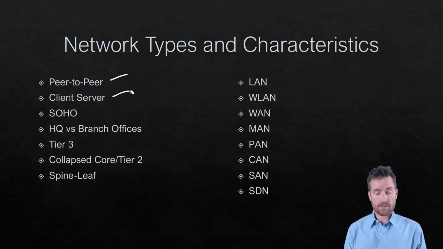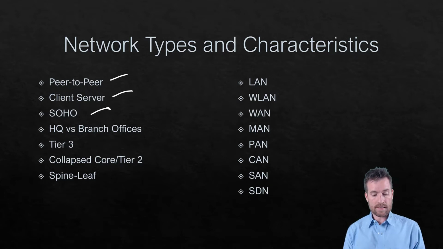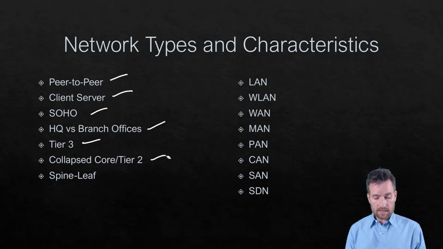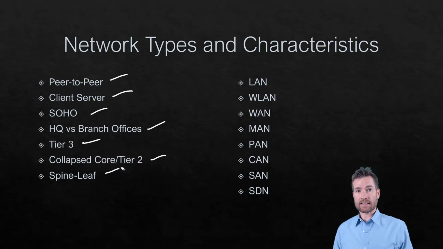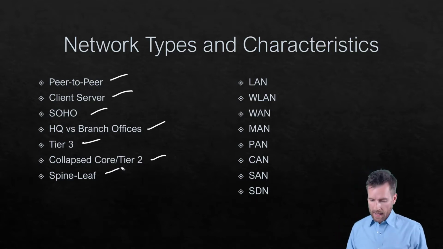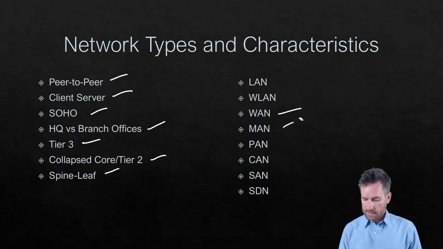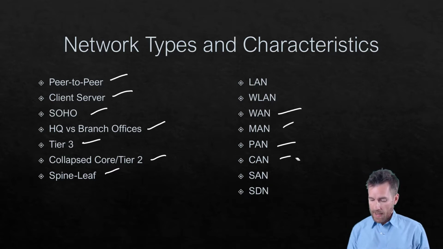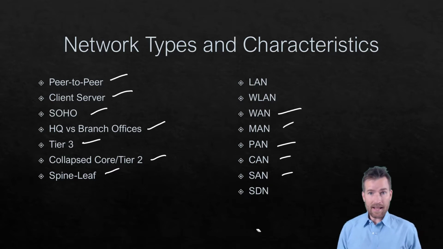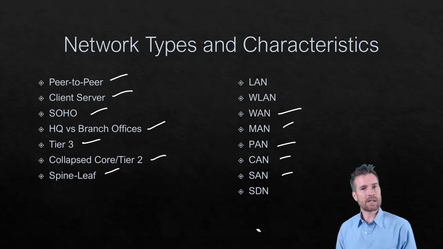what is the client-server relationship, what is the small office, home office. We'll talk about headquarters versus branch offices, tier 3, tier 2, what spine leaf is, and then we're going to talk about the different LAN and WAN and wireless LAN and MAN and PAN, CAN, SAN, and SDN. So we've got a lot of terminology that we're going to be talking about through this next lesson.